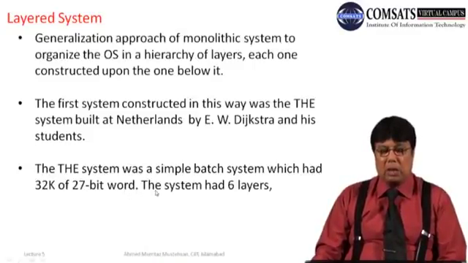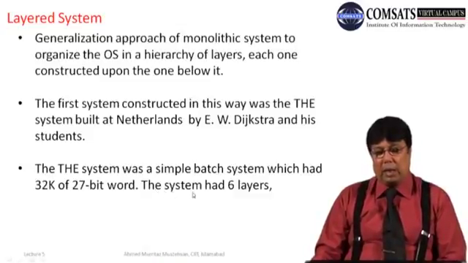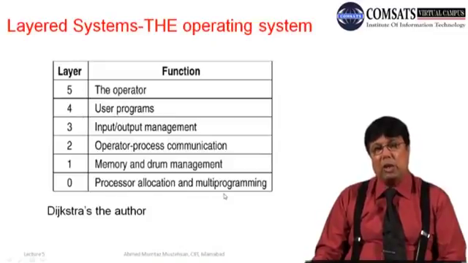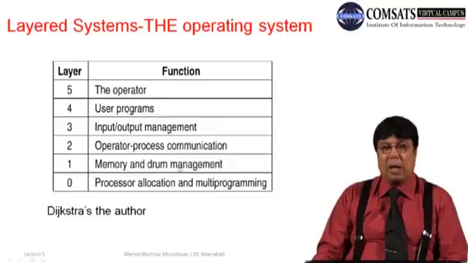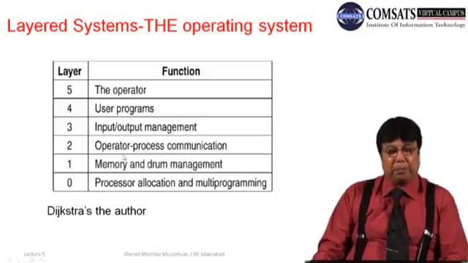So this system was composed of 6 layers, organized as 0, 1, 2, 3, 4, 5. Layer 0 is processor allocation in multi-programming. I'll explain it in the next slide. Then layer number 1, the second layer, is memory and drum management. This is not memory and disk management, it is memory and drum management, because in those days there was no disk; drums were used in place of disk.